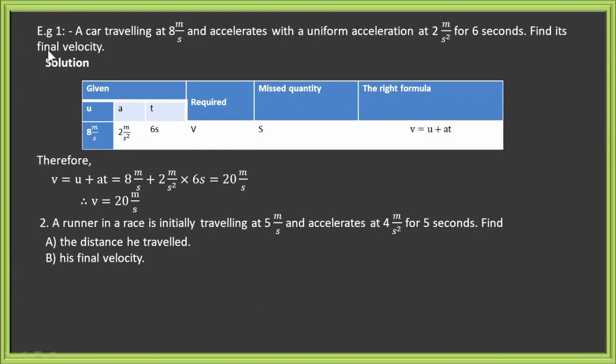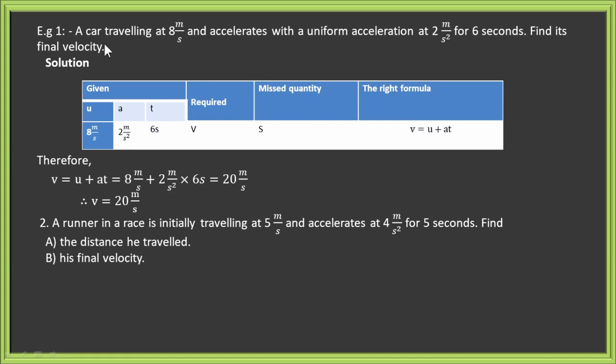Example 1. A car traveling at 8 meters per second accelerates with uniform acceleration, or constant acceleration, at 2 meters per second squared for 6 seconds. Find its final velocity. Solution. The given quantities are the initial velocity 8 meters per second, the acceleration which is constant 2 meters per second squared, and the time of motion 6 seconds.